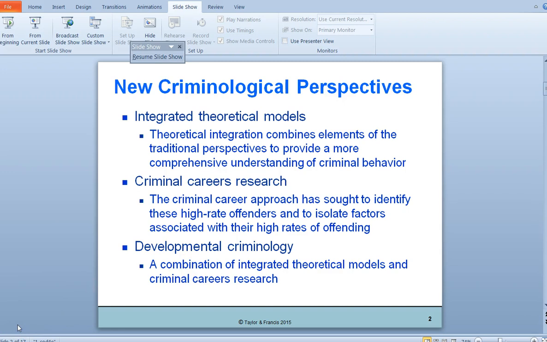In this chapter, we're going to talk about integrated theoretical models, where different elements of different theories are combined to make a more comprehensive understanding of criminal behavior. Remember, I said it's very difficult to use just one theory to explain behavior. We're also going to look at the research on criminal careers. The criminal career approach has sought to identify high rate offenders and to isolate factors. And then also developmental criminology, which is a combination of integrated theoretical models and criminal career research.